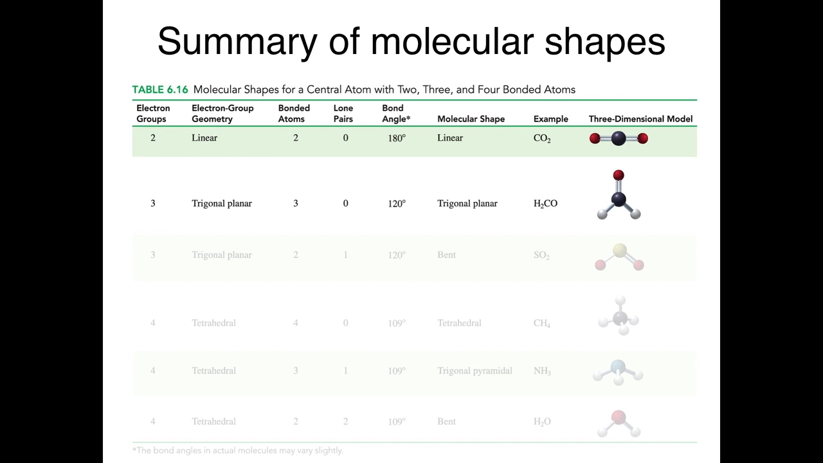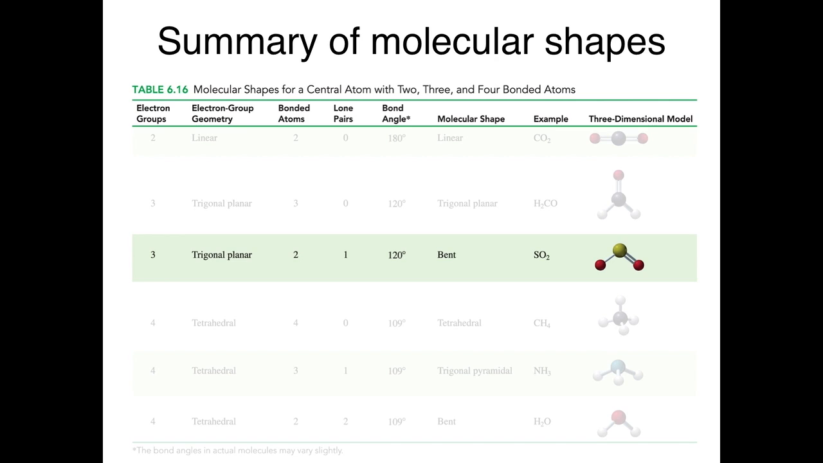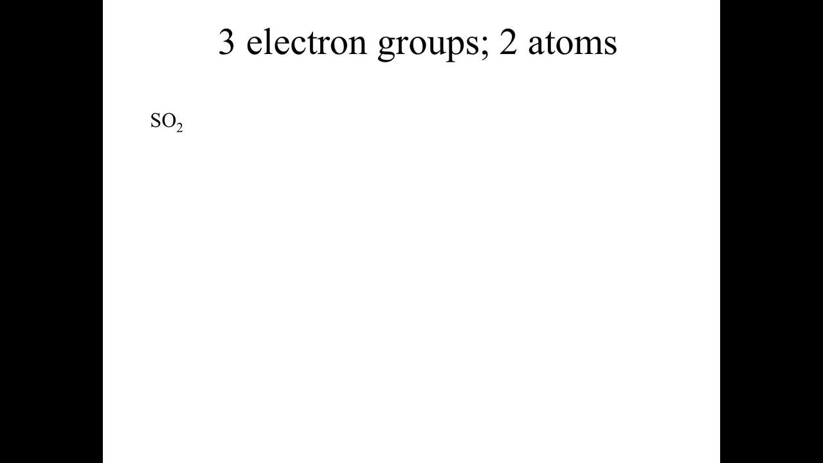Alright, so now we have covered 2 shapes. First linear, now trigonal planar. And trigonal planar is when you have 3 electron groups and 3 atoms connected to it. Now there's a second shape when you have 3 electron groups. You can have 3 electron groups, but only 2 atoms connected to it, and that gives you a different shape. Let's take a look at that example. SO2 will be our prime example in this case.